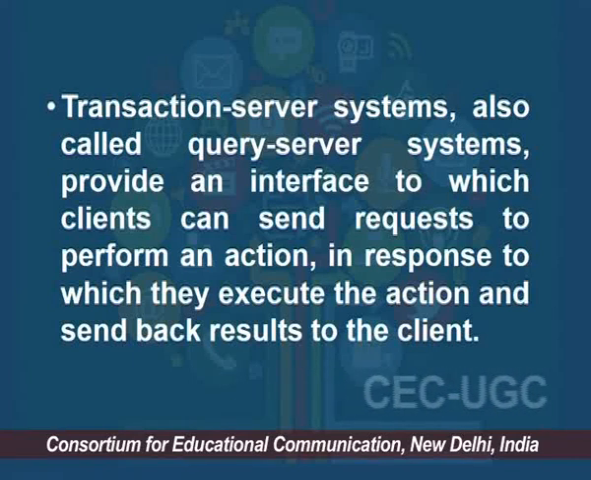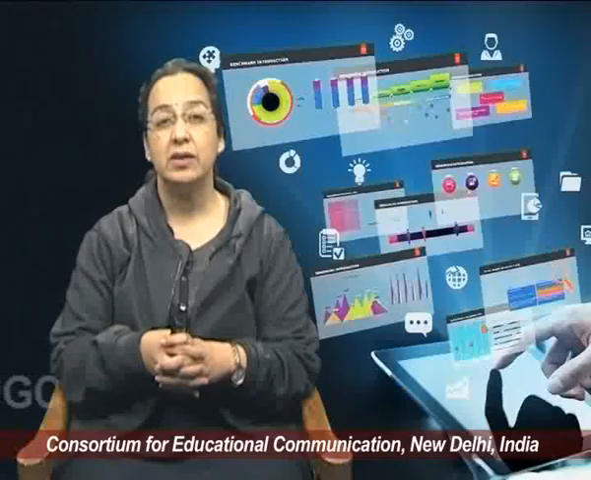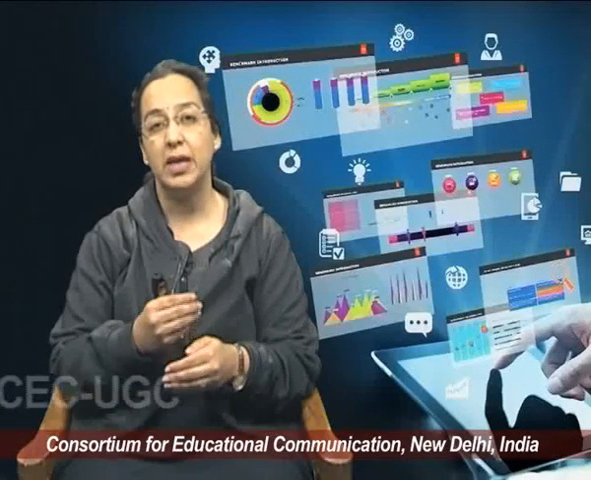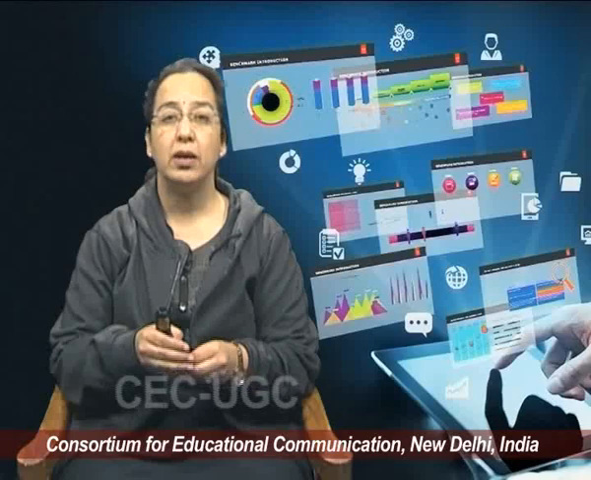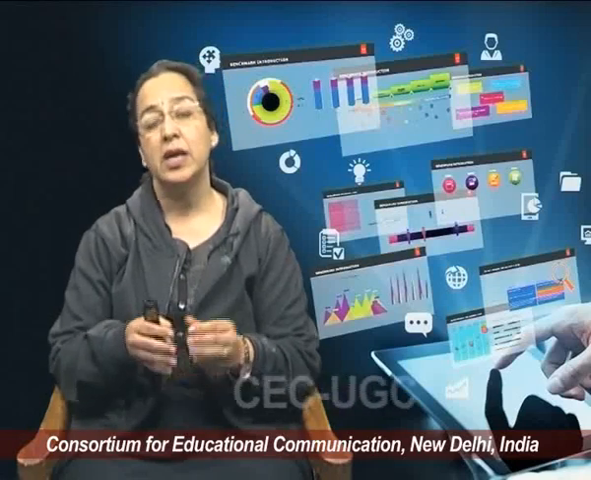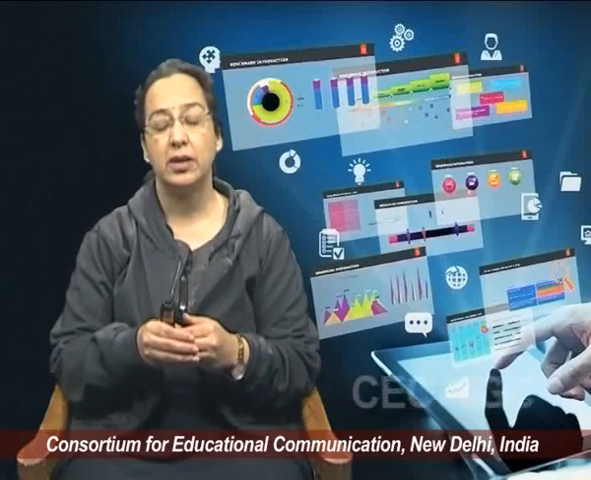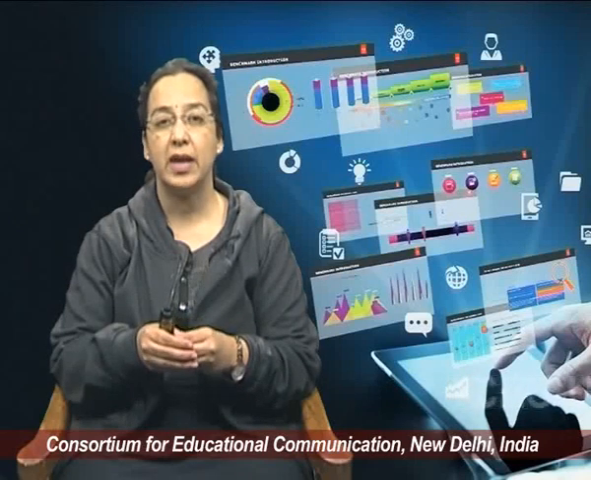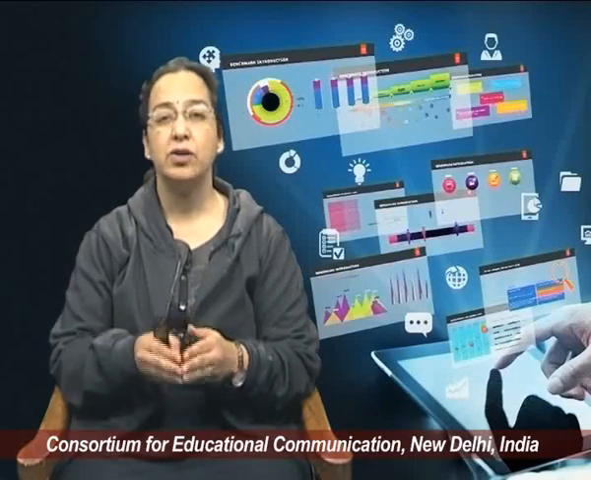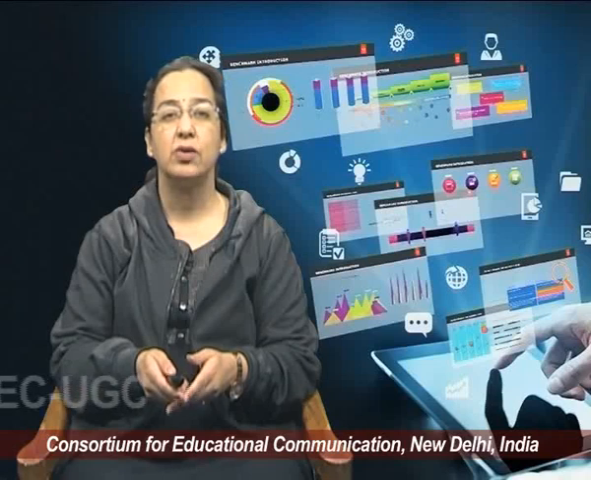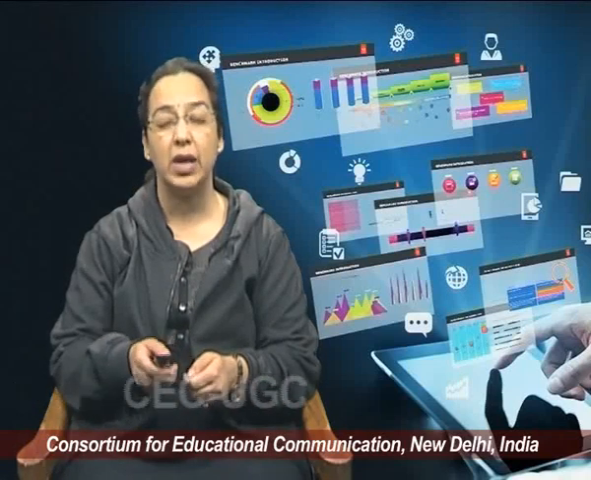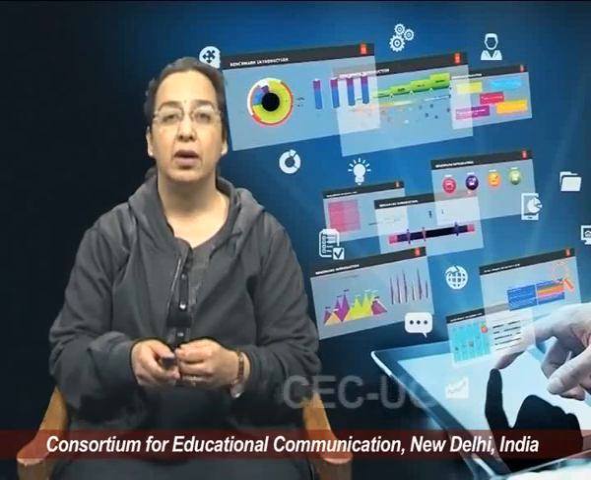action is taken by the transaction server and the result is sent back to the client. So when we talk about a transaction server system, we are essentially talking about a query server system in which the query is submitted through an interface by the client, and a response is expected in the form of an action, and the result of that action is also conveyed to the client.